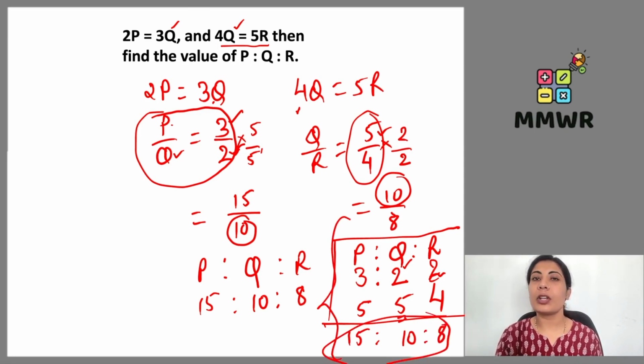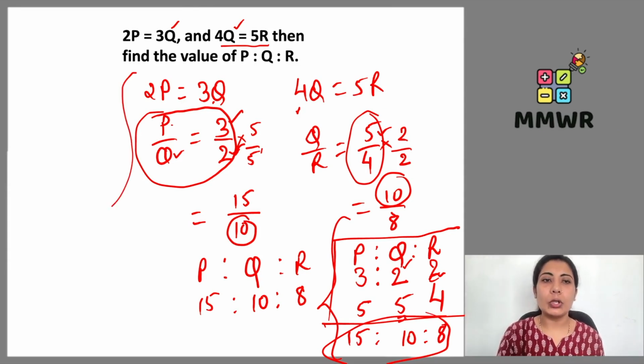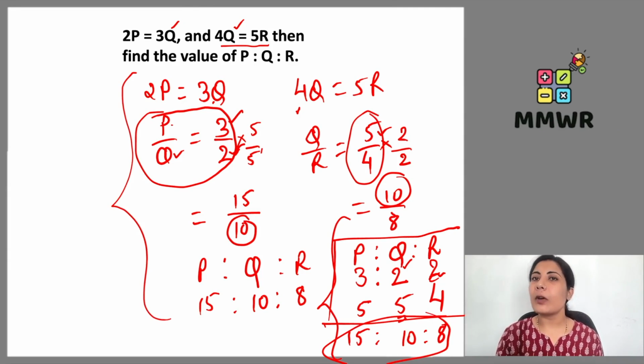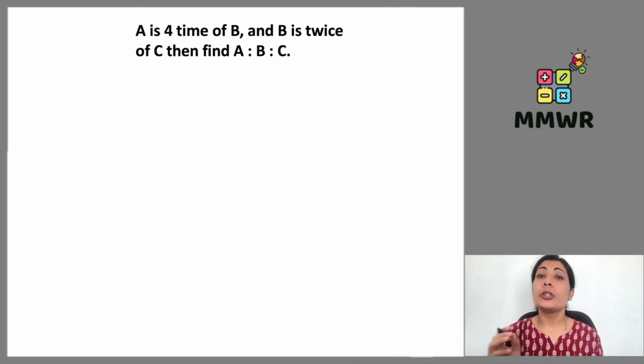Look, in 2-3 steps we got the answer, but here it was too long a process. That is why the shortcut method has a lot of benefit. So I hope you can apply this method to get your answer faster.